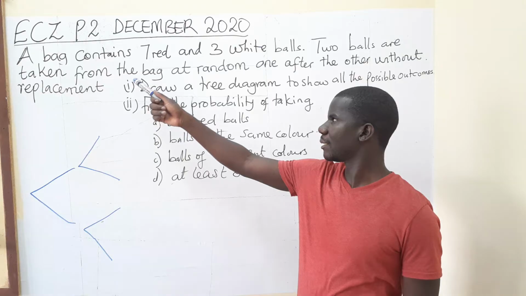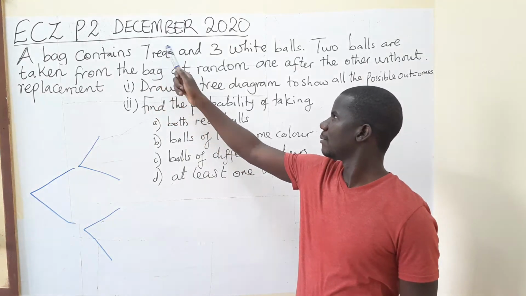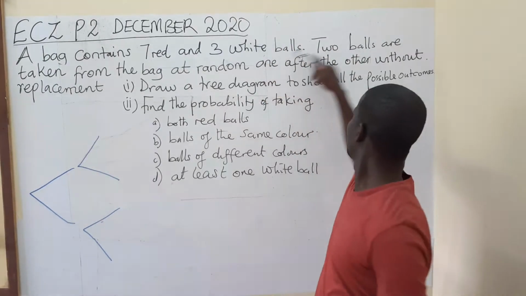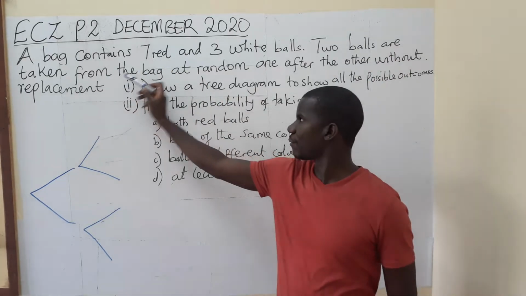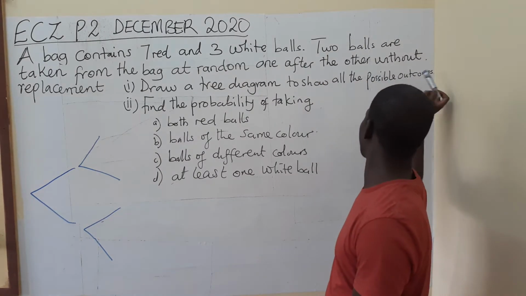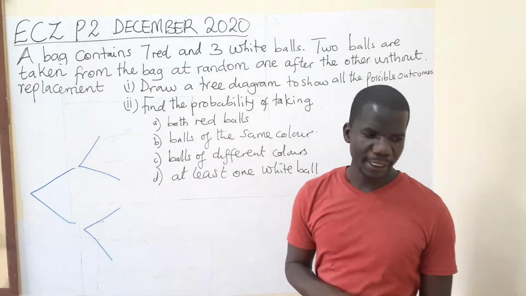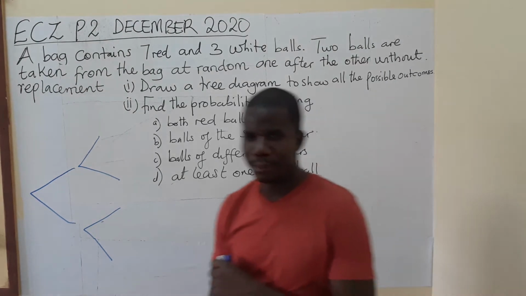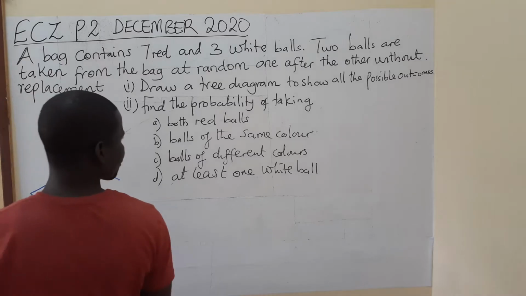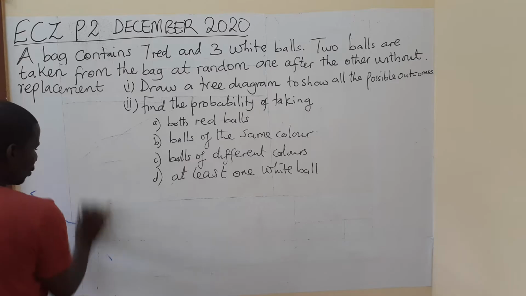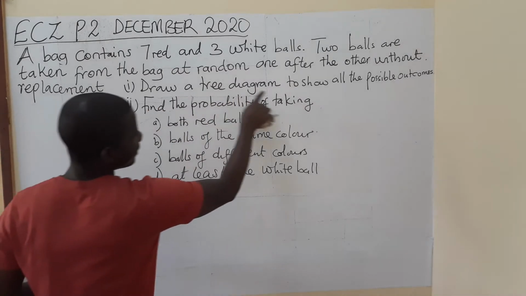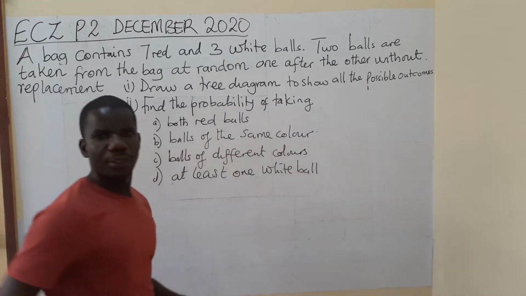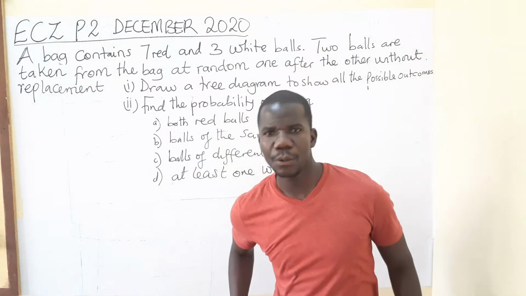So, we have a bag that contains 7 red and 3 white balls. 2 balls are taken from the bag at random, one after the other, without replacement. Without replacement. So, draw a tree diagram to show all the possible outcomes.